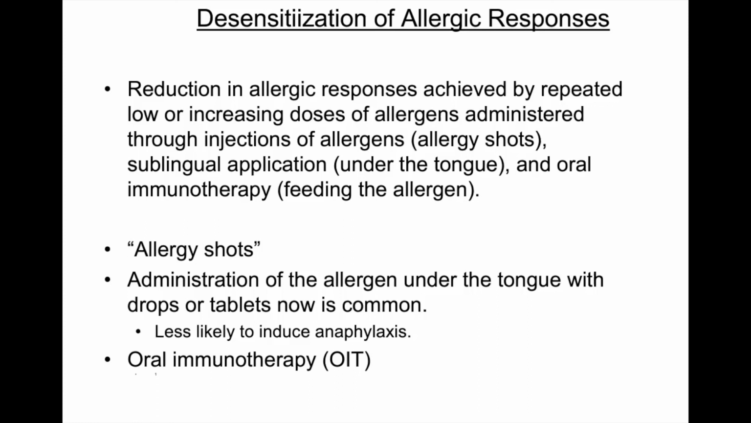And then we can also have a newer strategy, oral immunotherapy. And so this is where you're fed the allergen. And again, one of the ideas is that we give it in increasing concentration. So there've been several studies that have looked at peanut allergies and administering orally peanut allergen and then increasing that over time so that that decreases the severity, at least, of the allergic response.